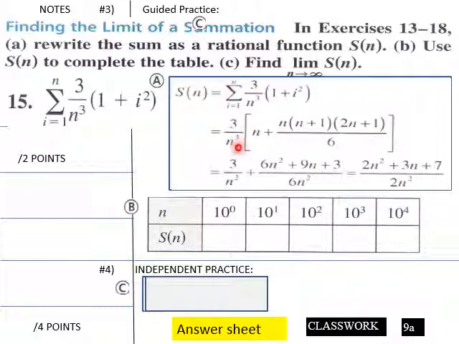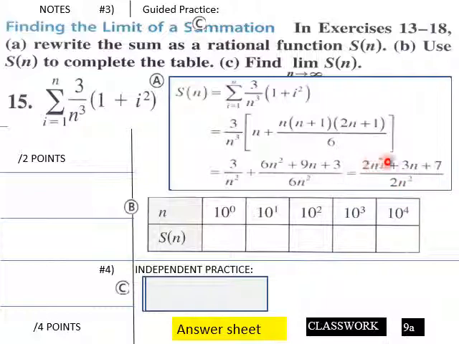We're going to pull out our 3 over n cubed out front, and then this 1 plus i squared will become this here, n plus n times this quantity up here over 6. And then when we multiply this out, we come up with this, 6n squared plus 9n plus 3 over 6n squared here when we further simplify down. And then when we combine like terms together, we get to 2n squared plus 3n plus 1 all over 2n squared.